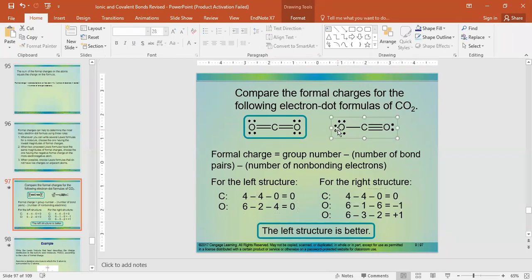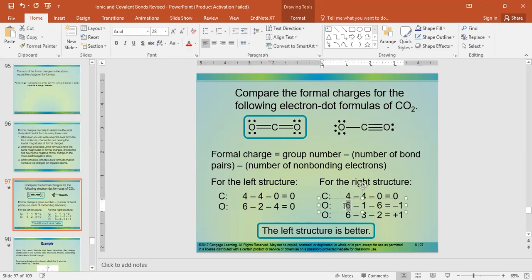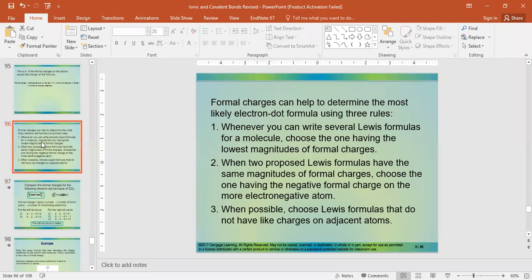So let us start with this oxygen here. It has 6 valence electrons. How many bonds does it have? It has 1 bond. How many lone electrons does it have? It has 6 of them. So that gives us -1. This oxygen on this side has 6 valence electrons. How many bonds? The bonds are 3. How many lone electrons? They are 2. So that gives us what? It gives us a +1.